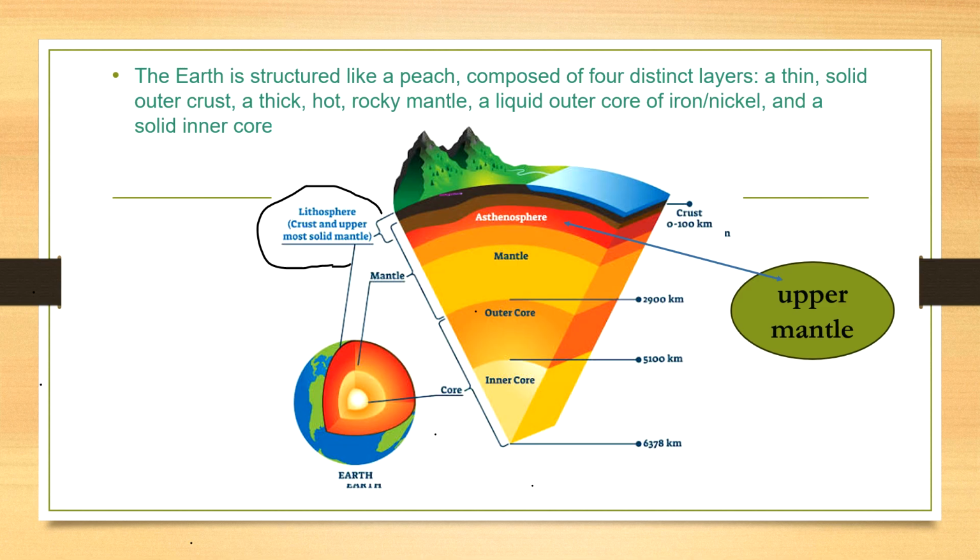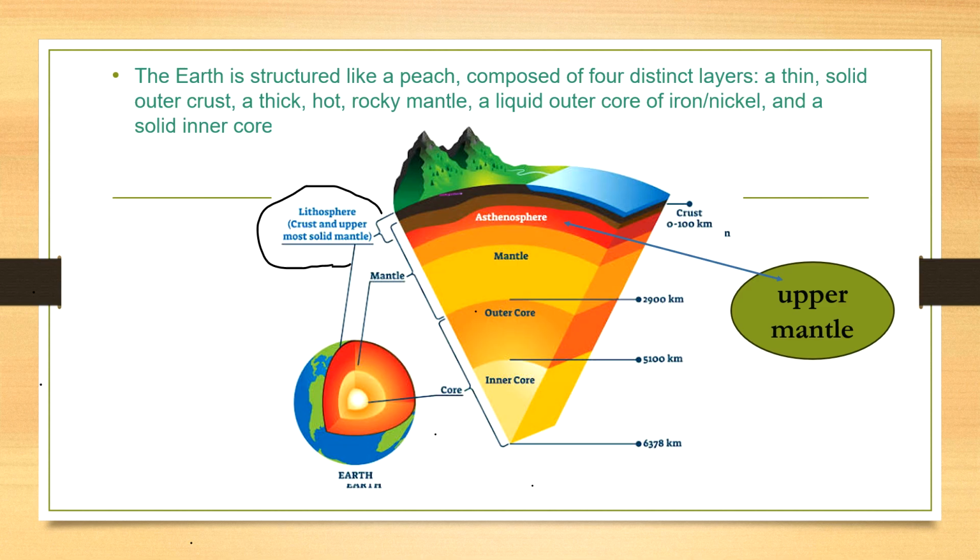So let me tell you that lithosphere is crust and the uppermost solid mantle. Okay, these two layers here, it's shown in the arrow here. These are crust and uppermost mantle. It is called lithosphere. Okay, and then what is asthenosphere?